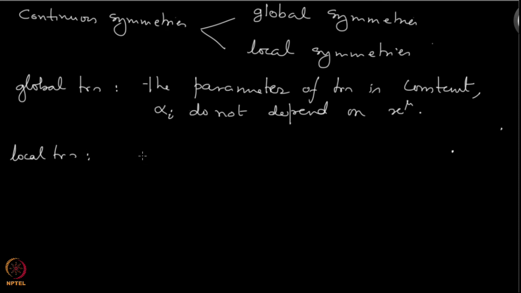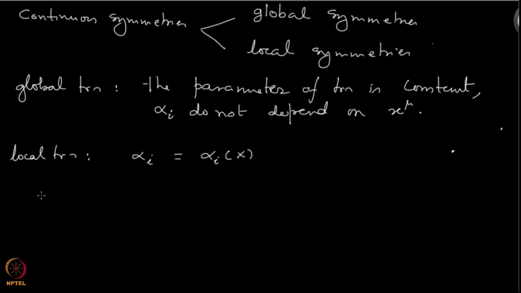Here, the parameters alpha_i, which parameterize the transformation, do depend on the space-time points, and that's why they are called local. Local means relating to that particular point. So the transformation would be different here, and different at that point, and different at that point. So they are locally changing the fields, and they may be changing different fields in different manners at different points. So that's called a local transformation.